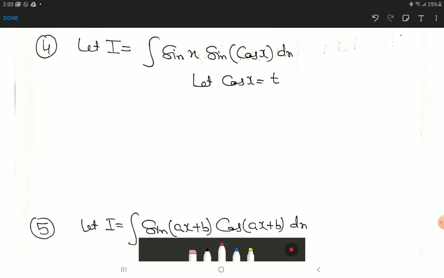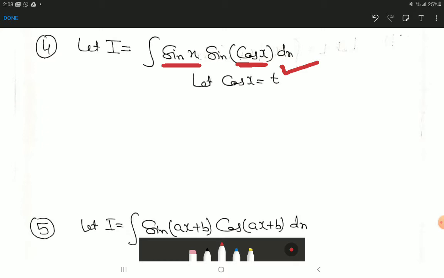So moving to question number 4. Look here. Integration of sin x into sin of cos x dx. So recognize the function and derivative here. Look carefully. We can take this cos x as function. Although its derivative is minus sin x, and we don't have minus sin x, we have just sin x. So that is not a big problem. Minus can be adjusted. Look here how to do it.